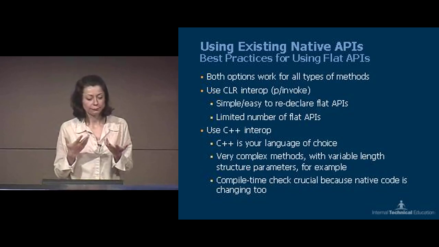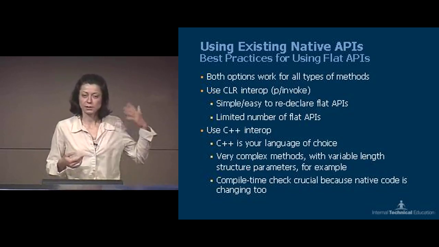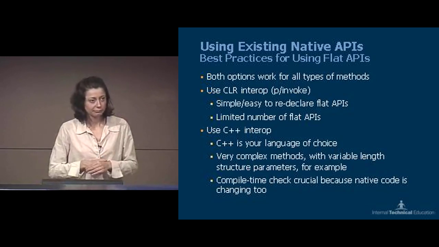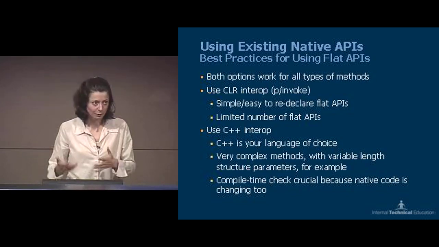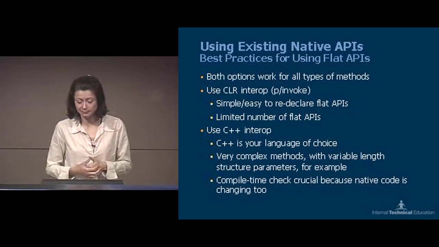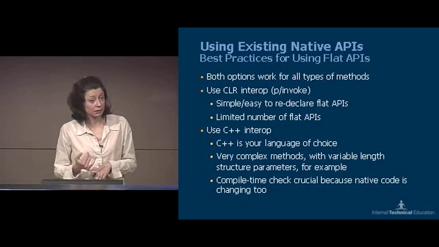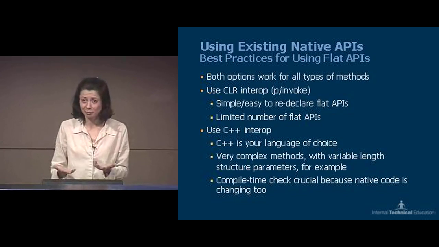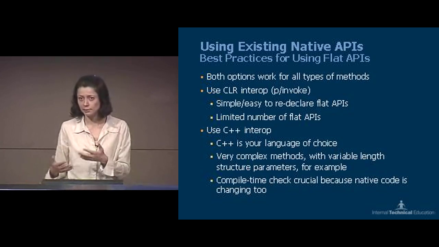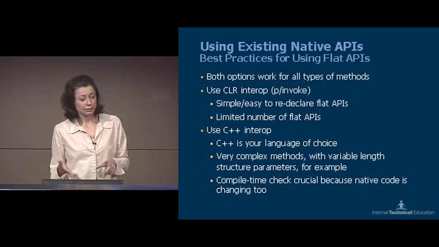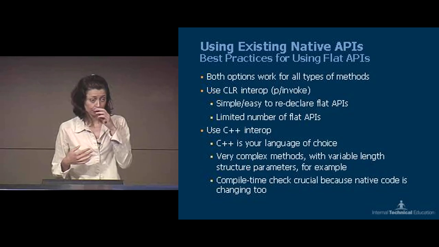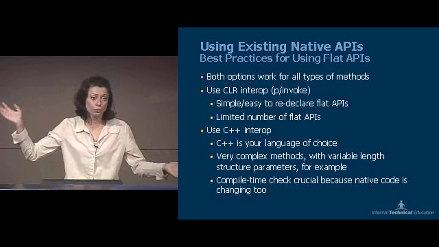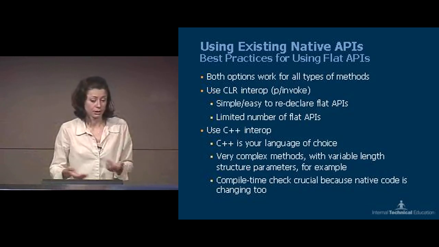So these are some recommendations we came up with after lots of thinking, experimenting, seeing what people are doing, the types of problems they have. We say, well, use CLR interop if you're using flat APIs that are simple, easy to declare, no big deal there. And use CLR interop if you are using a limited number of flat APIs, so you don't need to write huge files of P/Invoke declarations.